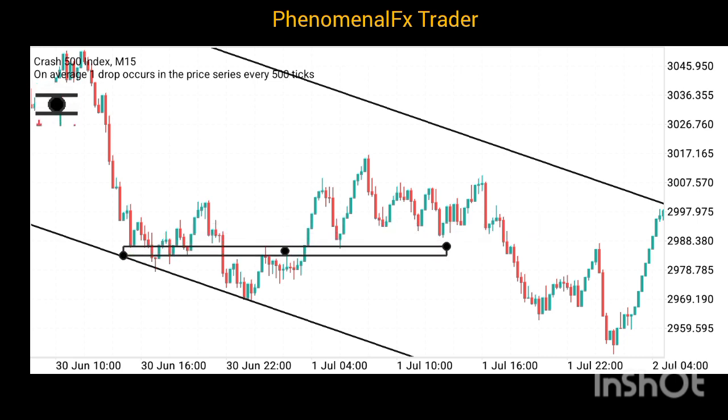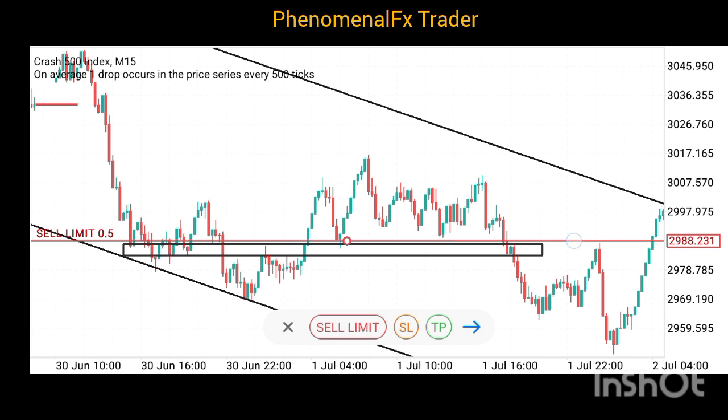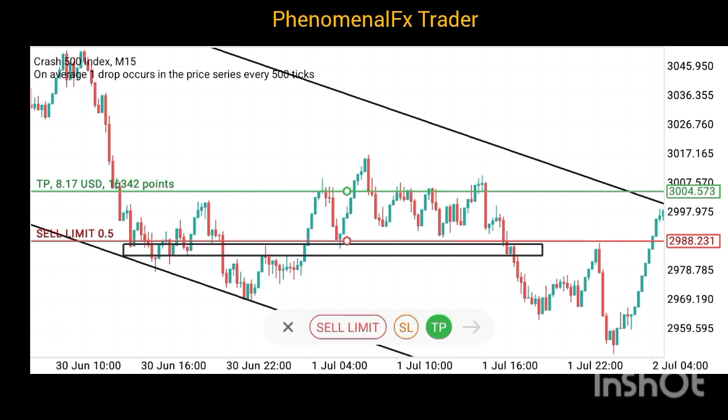On a higher time frame, you will notice there was a change of character, and then the market had to come back to this zone with a bearish engulfing candlestick pattern. So I took the trade at this point with a loss of 1.0, and my profit target was here, about $8. This is just 0.5, meaning 1.0 gave me about $17 a position.